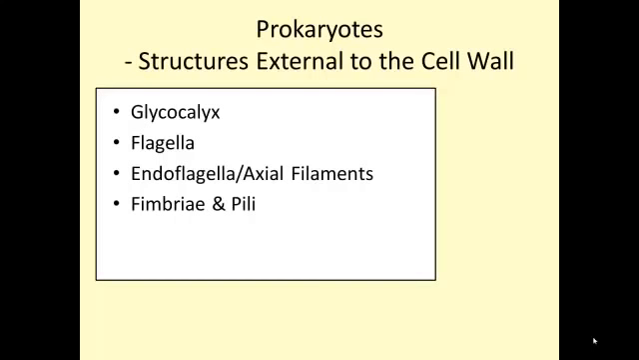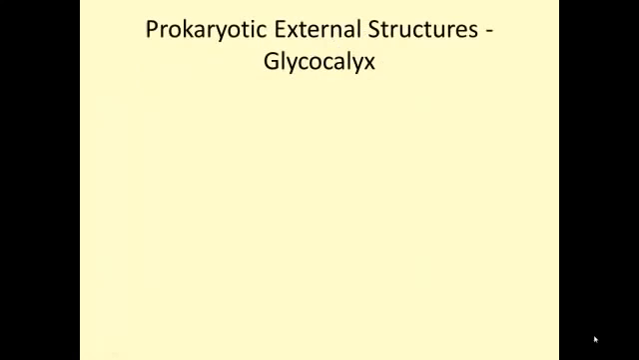Now that we've talked about the shape and arrangement of prokaryotes, bacteria, let's talk about the structures external to the cell wall. We're going to be talking about the glycocalyx, flagella, endoflagella, axial filaments, fimbriae, and pili. Glycocalyx means sugar cup, and it refers to the glycocalyx being composed mainly of carbohydrates.